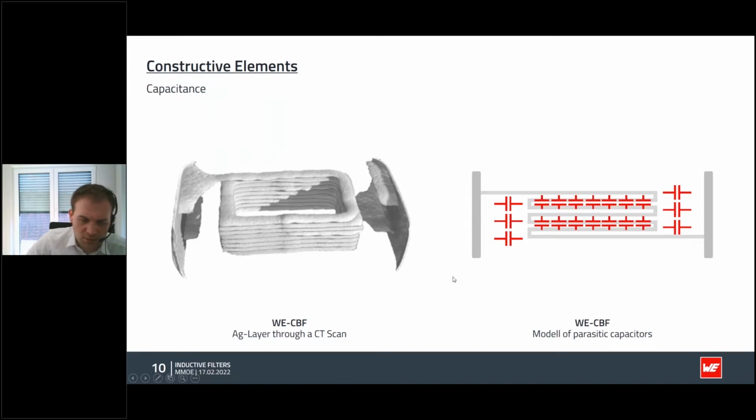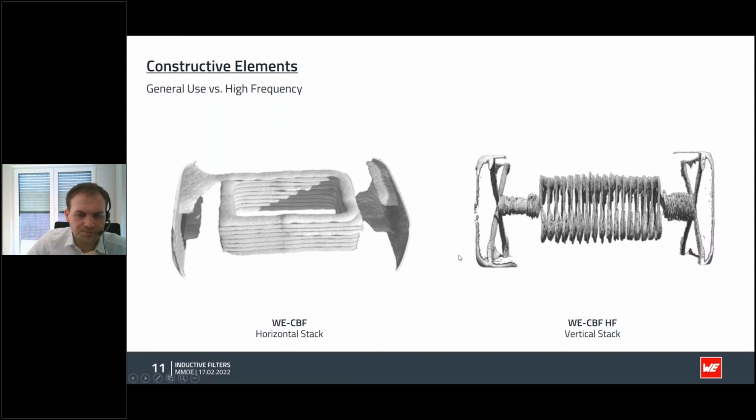We can change or switch up the layer stack inside the ferrite a little bit, as we can see here. This is the layer stack of a CBF HF, so for RF frequencies.